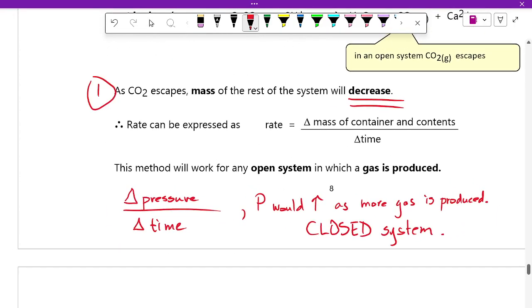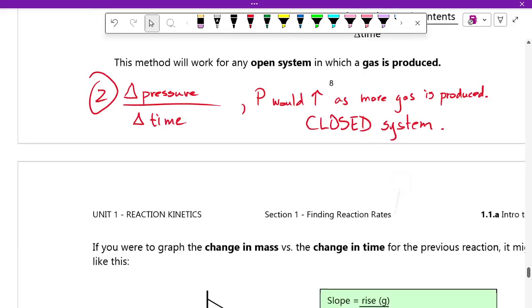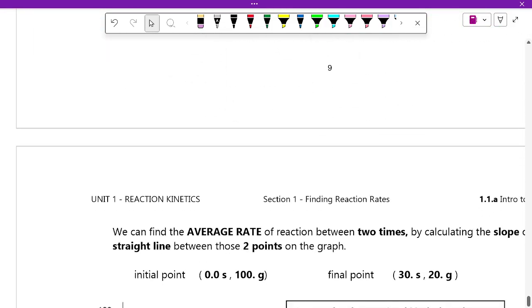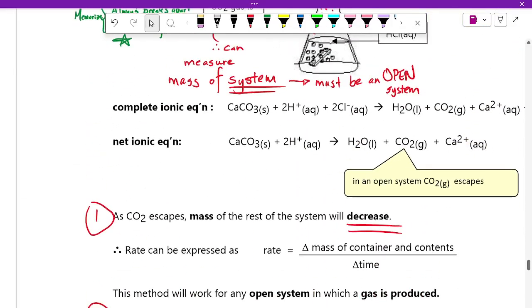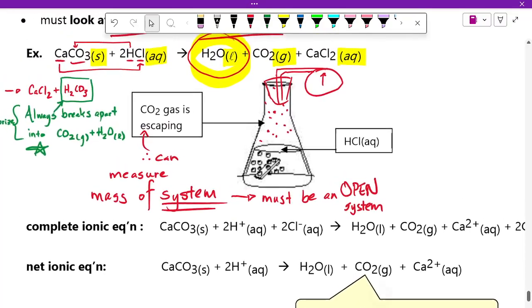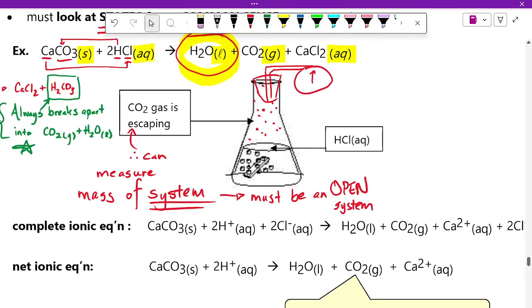So number one, as CO2 escapes, the mass will decrease. Number two, we've got a change in pressure over change in time. I'm guessing that pressure is probably on the next page. Oh, it's not. That's okay. Okay, what else could we measure here while we're looking at stuff? What else about the gas? We've done mass. We've done pressure. Volume. We could do volume, okay?